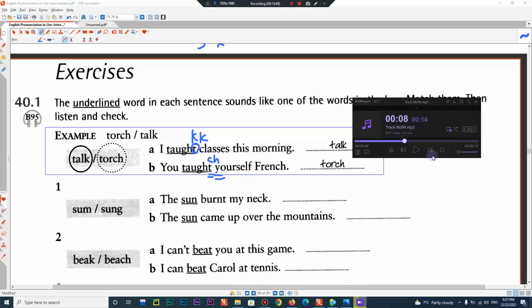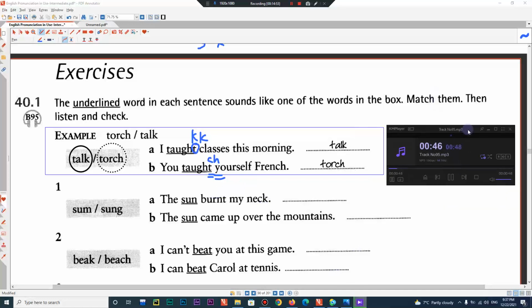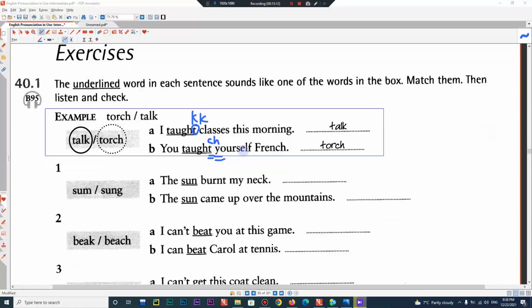Now we can listen to the CD for that too. B95. Example A. I taught classes this morning. Example B. You taught yourself French. Taught yourself. Yourself. So you taught yourself French. All right.